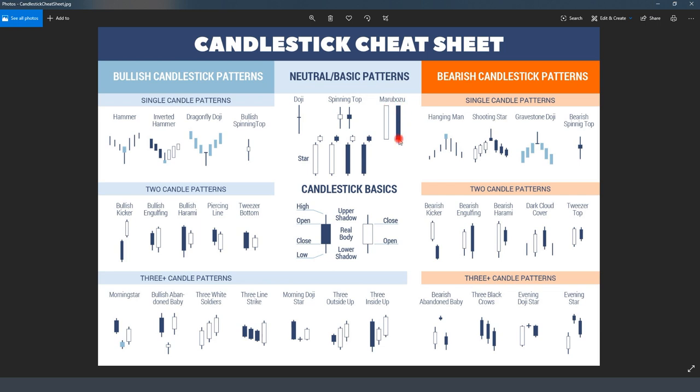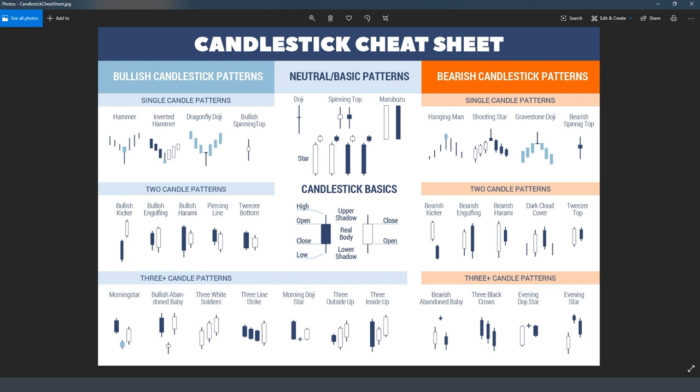Just the opposite here. Spinning tops look just like spinning tops. Dojis look like crosses. Okay. So you don't have to memorize all these names. You just have to have your eye ready to look at these patterns and know what to do. And this is called pattern recognition.